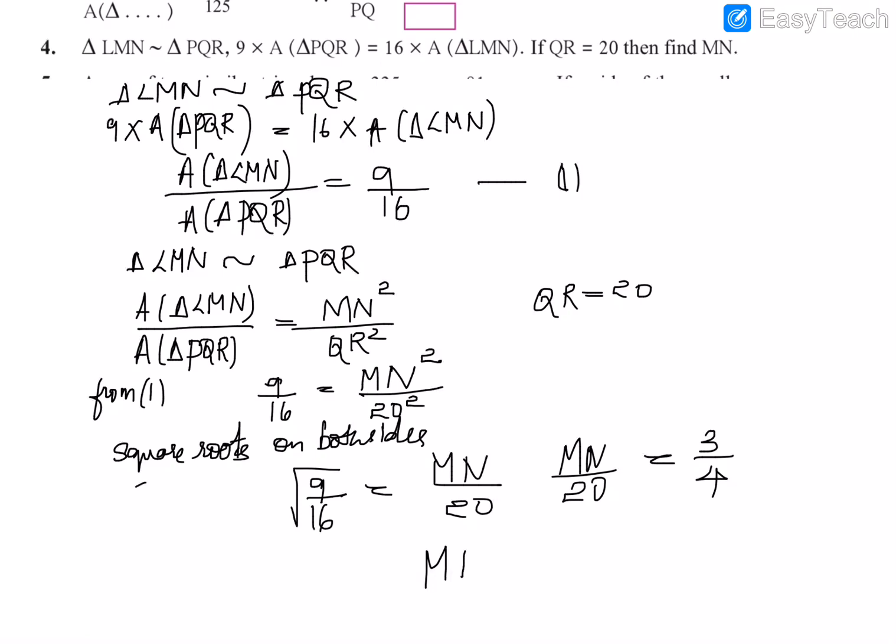Now we can cross multiply it. Cross multiplying, we get MN is equal to 3 into 20 by 4. So we will get the answer as 15. 15 units is the value of MN. So we have solved this problem.